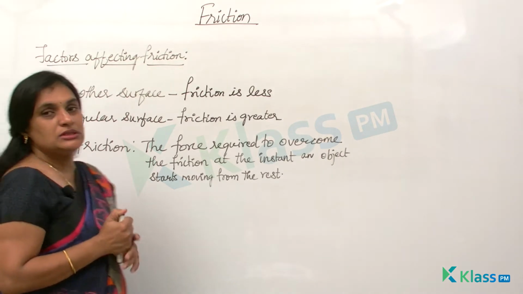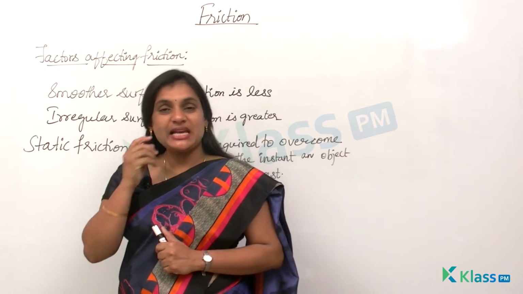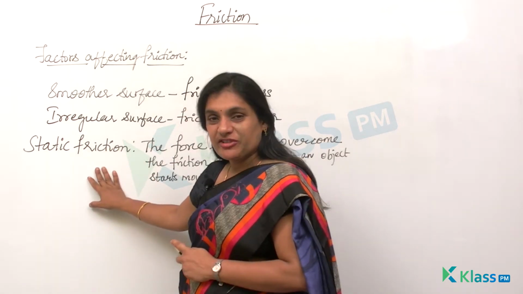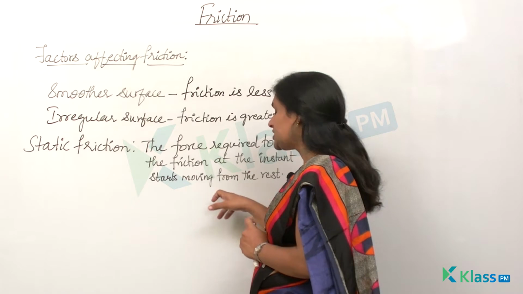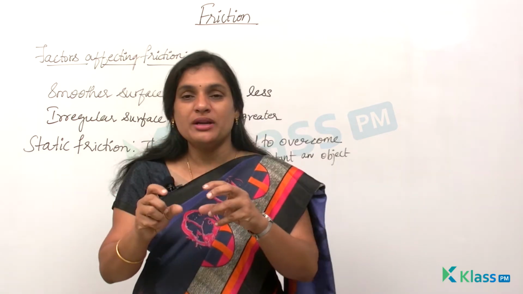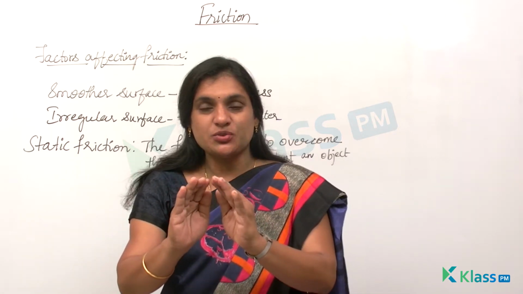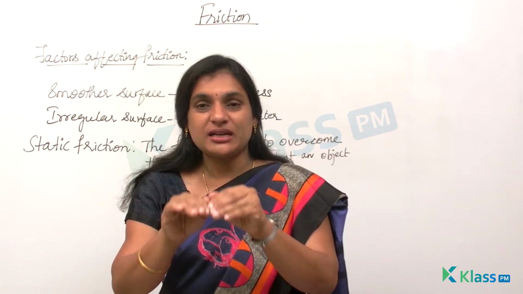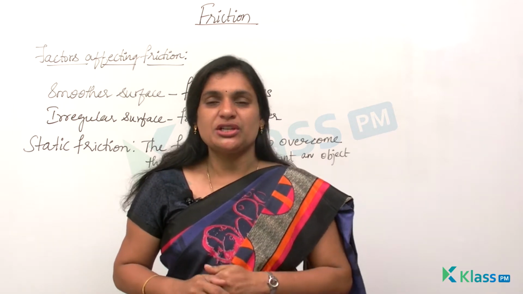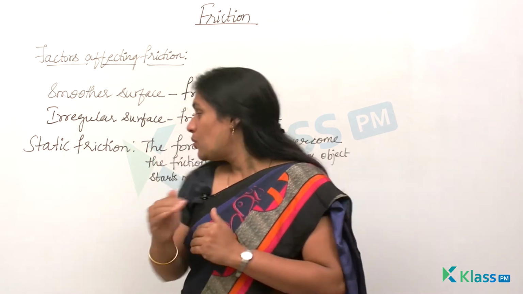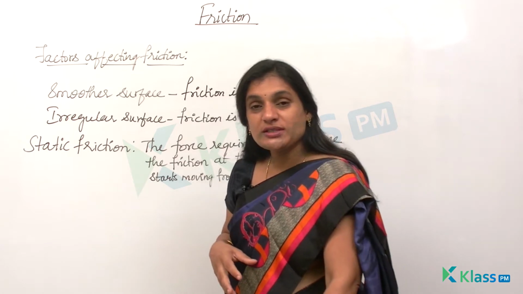So when you talk about static friction, what do you mean by static? Static means not in motion, stationary. So the measure of static friction is nothing but the force required to overcome the friction at the instant an object starts moving from rest. That is, the instant at which the object starts moving, the force which is applied at that time is said to be the measure of static friction. And why is this force applied? To overcome the frictional force. So such a force is said to be static friction.